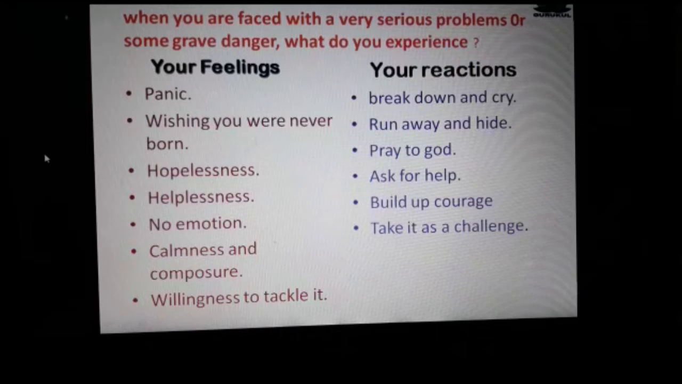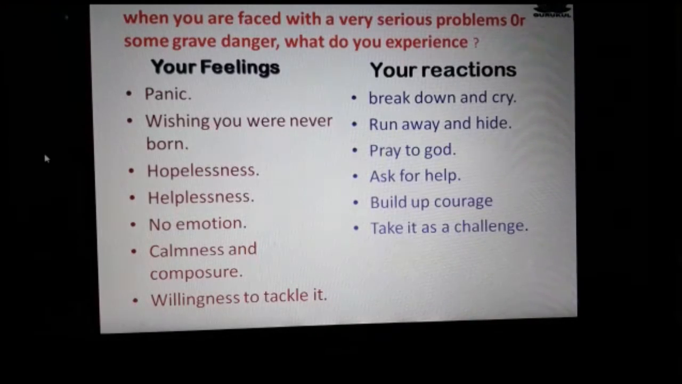Among your feelings, some may panic, or some may wish that they were never born. Some may feel helplessness, hopelessness, or no emotion at all. Some experience calmness and composure, while someone may be willing to tackle it. Some people react in a particular manner, like they may break down and cry, or run away and hide, pray to God, ask for help, build up courage and take it as a challenge.